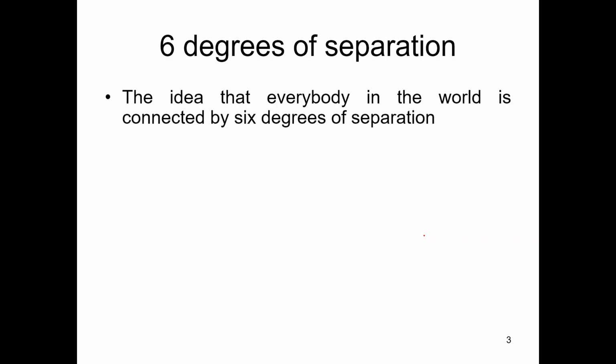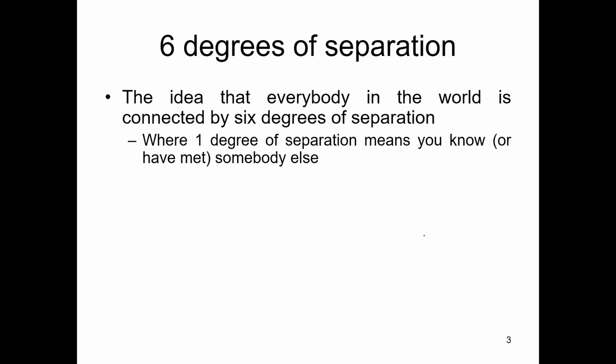When we take the composition of the relation with itself, what are we doing exactly? If you remember, we had discussed this concept in the class on 6 degrees of separation. The idea that everybody in the world is connected by 6 degrees of separation. So you know someone or have met someone, that person has met someone else, and so on. And likewise, if you take any two people in the world, there will be at the most 6 degrees of separation between you and that other person. So that is kind of a hypothesis or conjecture, you can say.